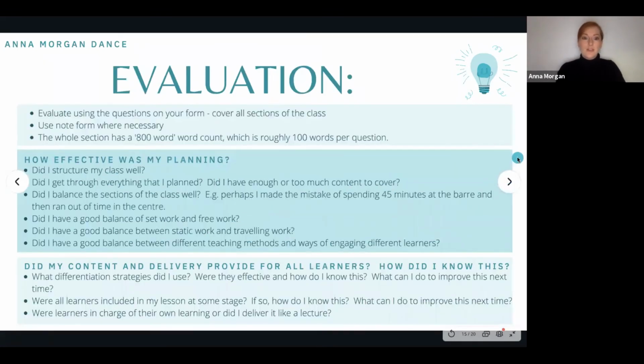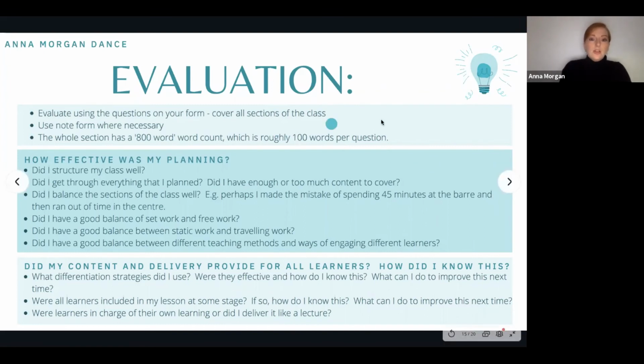Okay, so we're now on to the evaluation. So we've finished the plan, we've now taught the lesson. You may or may not have stuck exactly to your plan. You might have adapted it slightly, which is definitely encouraged. In fact, you get marks for that in your final teaching assessment. And at this point, you then go home, ideally as soon after the lesson as possible, and evaluate.